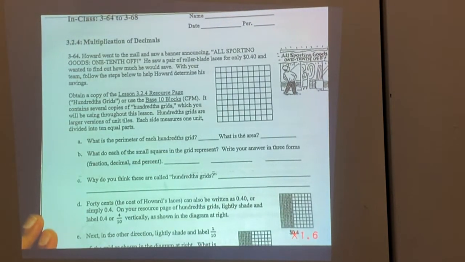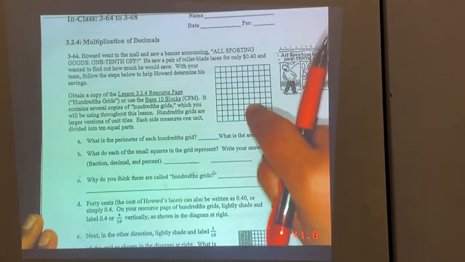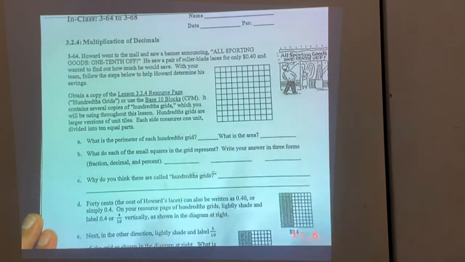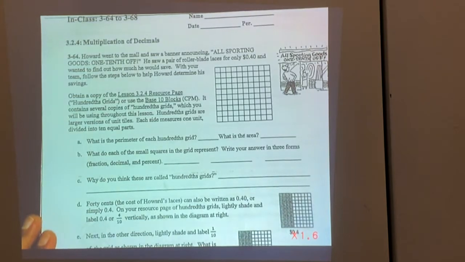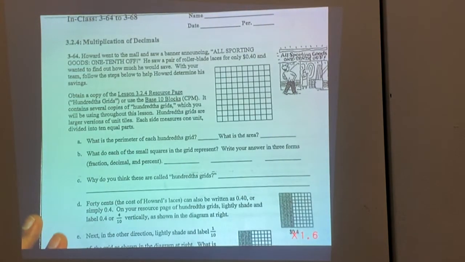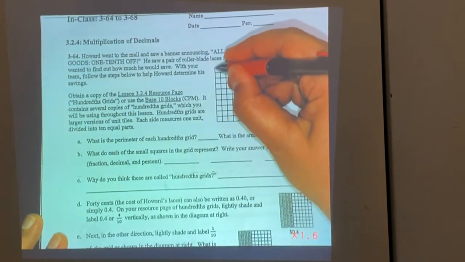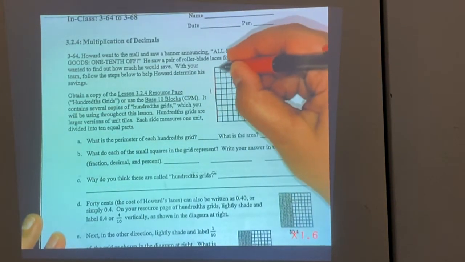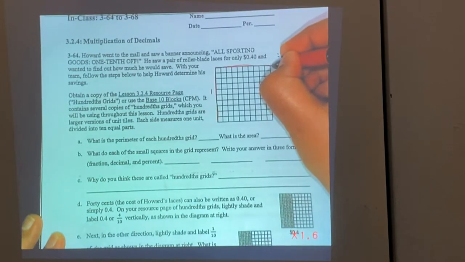Okay. Obtain a copy of the 100 grid. So this is a 100 grid because it's a grid. It's a rectangle, a square cut into 100. Which you will be using throughout this lesson. 100 grids are larger versions of unit tiles. Each side measures 1 unit. Okay, so each of these sides here is 1. You see that? 1.